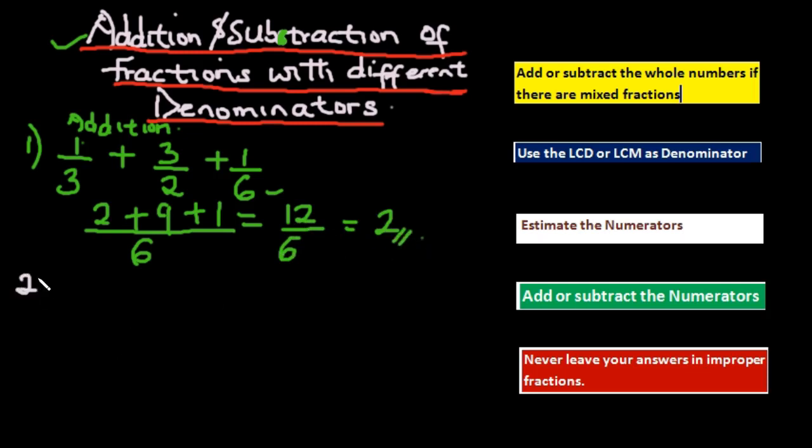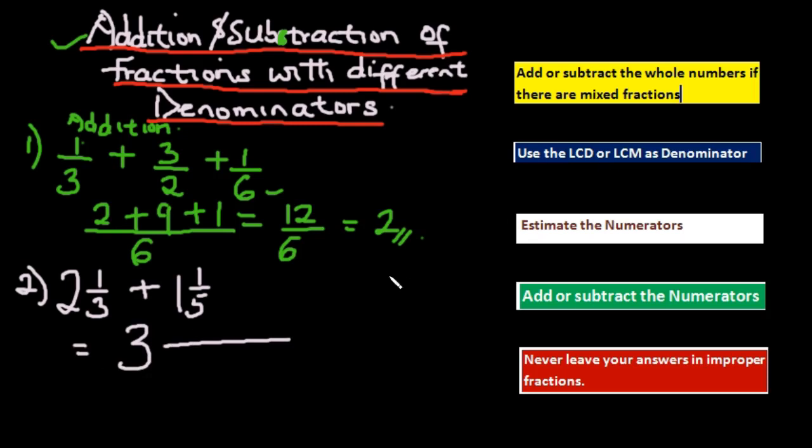Second example, 2 whole number, 1/3, plus 1 whole number, 1/5. Here we have mixed fractions, so we are going to add the whole numbers, which is 2 plus 1. So I have 3. Using the LCD or the LCM, there is no denominator here that is common to the two of them. So we have to look for the multiples of 3 and 5 that are common to the two of them.